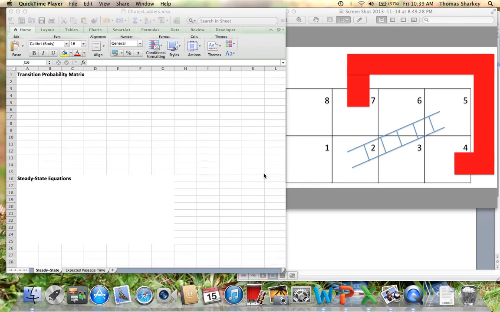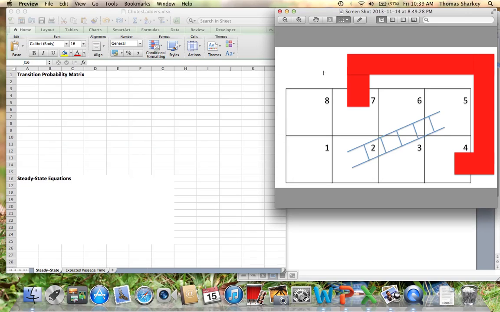So the focus of this video is on modeling the Chutes and Ladders game as a Markov chain. You should have read the description of the Chutes and Ladders background. What we're going to be focusing on is a simplified version of this game where we have 8 spaces. I brought up the board.